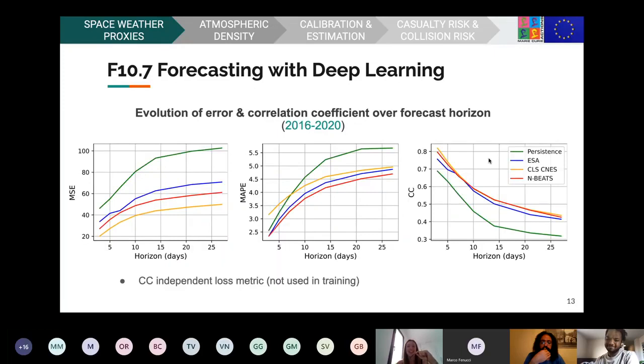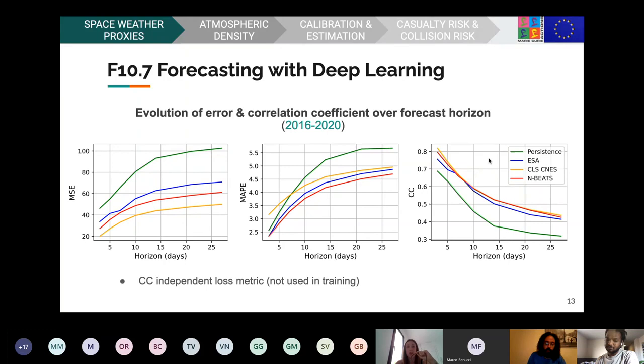As you can see, the NBeats architecture, which is shown in red, gives good results up to 27 days ahead, with better performance compared to both the persistence, which is a baseline model that always predicts the most recent known value of the flux, and also compared to the ESA BGS approach in all three metrics. You can also see that NBeats outperforms the CLS neural network approach in the central and right-hand plots, but not in the mean square error on the left.